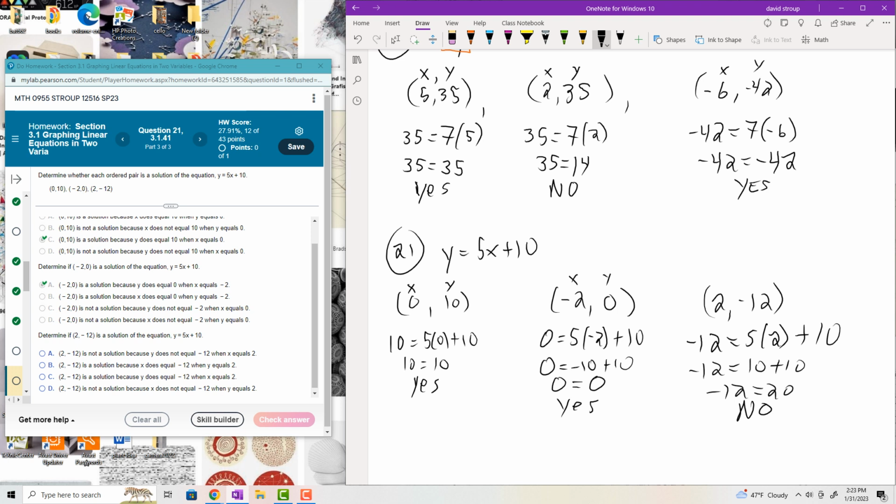So y does not equal, well, that's not the case. Y equals negative 12 in this case, so it must be D. 2 negative 12 is not a solution because x does not equal negative 12 when y equals 2. That's not it, because y is equaling negative 12.